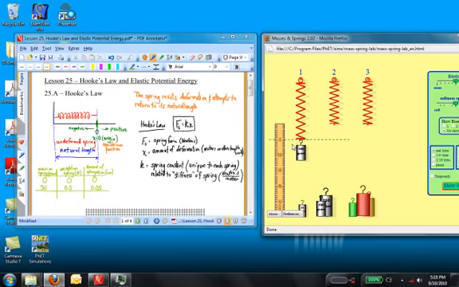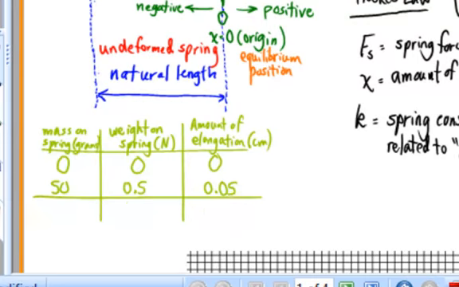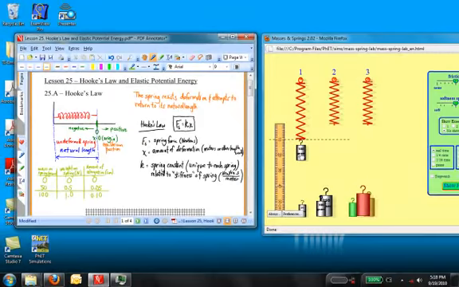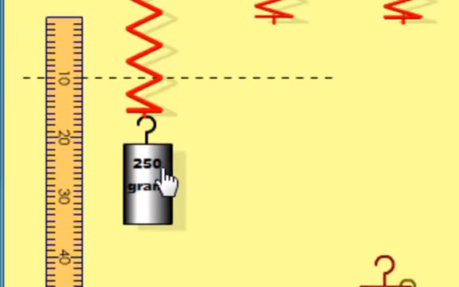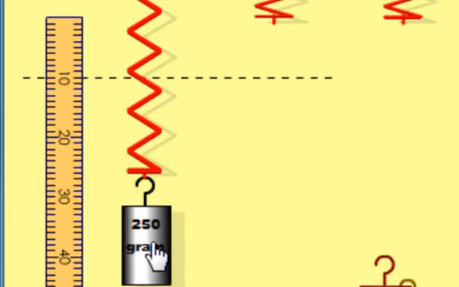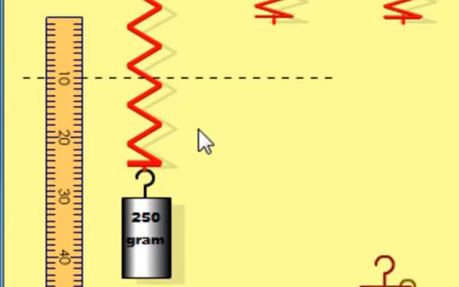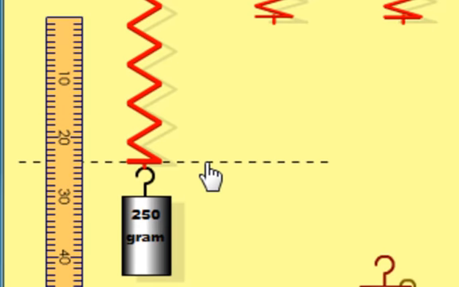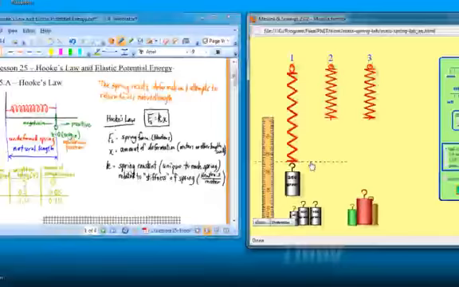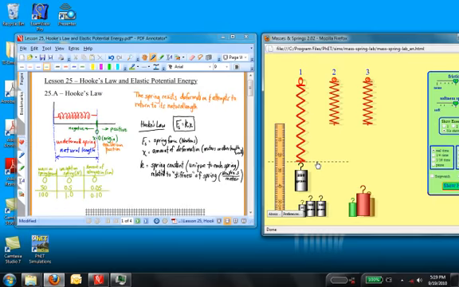So I'm going to record that in my data table. All right, so now I'm going to remove the 100-gram mass, and I'm going to add the 250-gram mass, and I'm going to let it stretch here. Let me stop it from vibrating here. And let me pull down my reference line, and it looks to me like the mass stretches the spring by an amount of 25 centimeters, or 0.25 meters. So I'm going to add that to my data table.